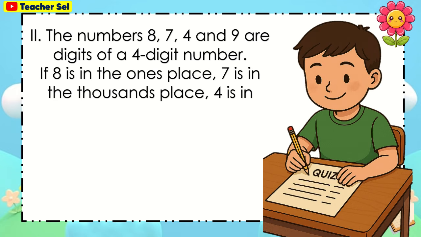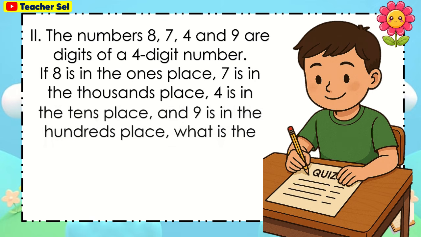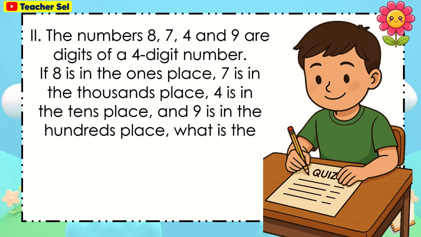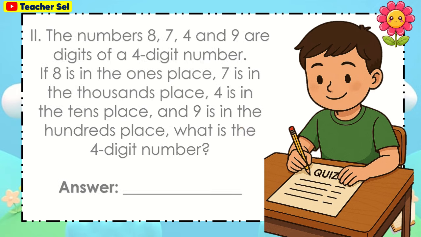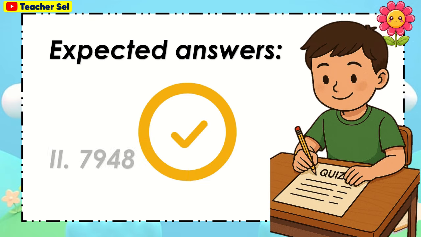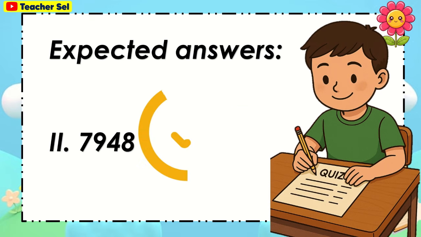The numbers 8, 7, 4, and 9 are digits of a 4-digit number. If 8 is in the ones place, 7 is in the thousands place, 4 is in the tens place, and 9 is in the hundreds place, what is the 4-digit number? Here is the expected answer: 7,948.